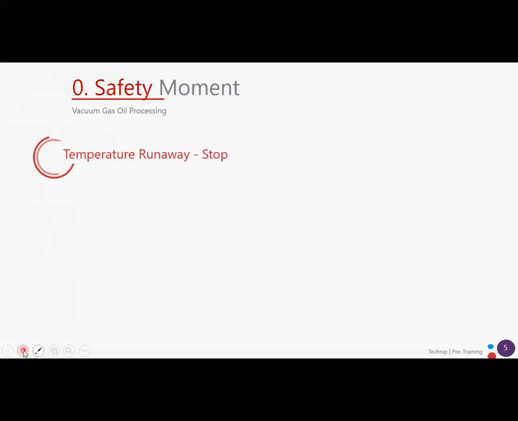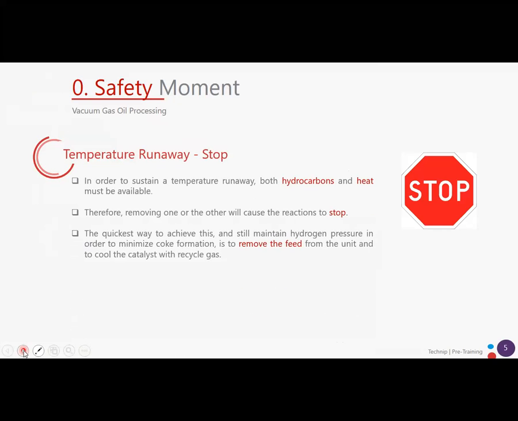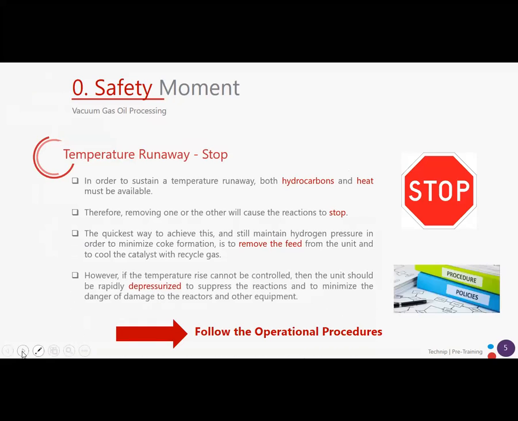If you have questions about this temperature runaway, this is just a brief introduction to this phenomenon. Guys, do you have any questions?